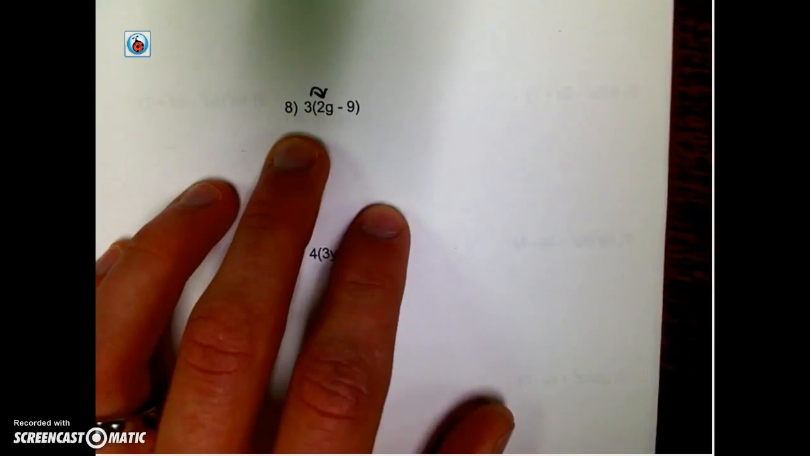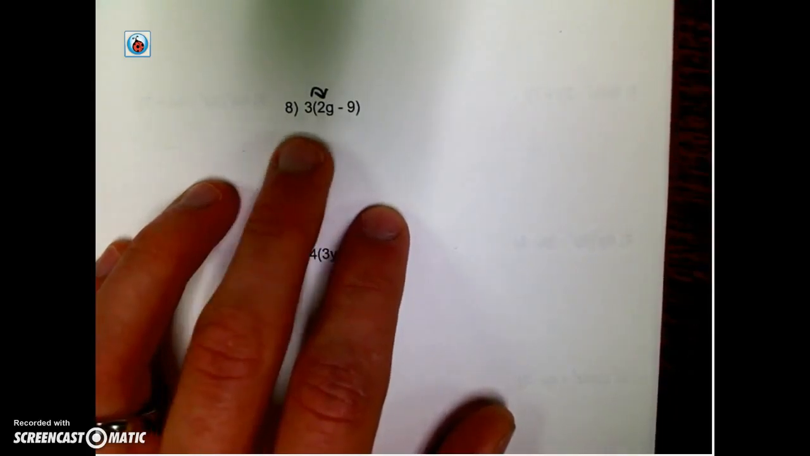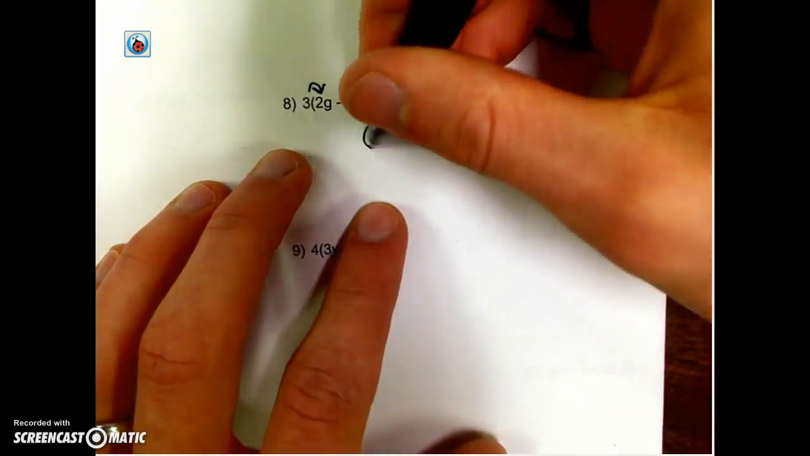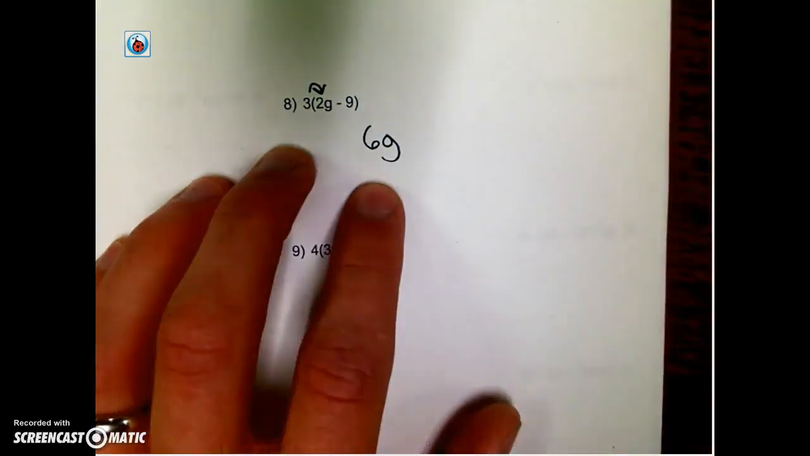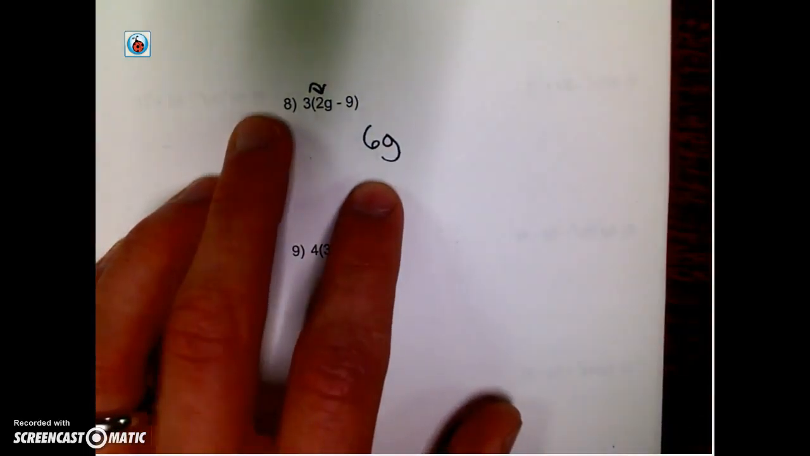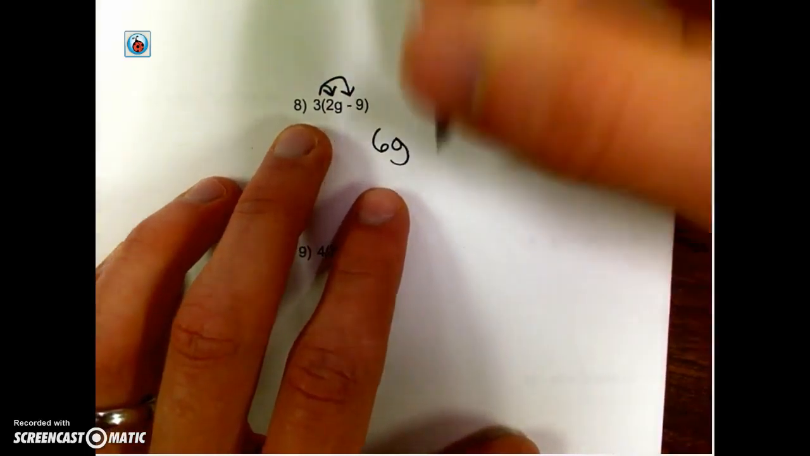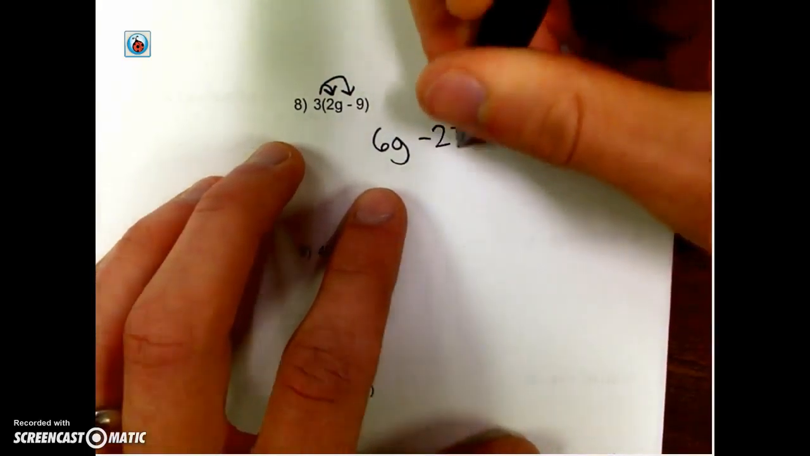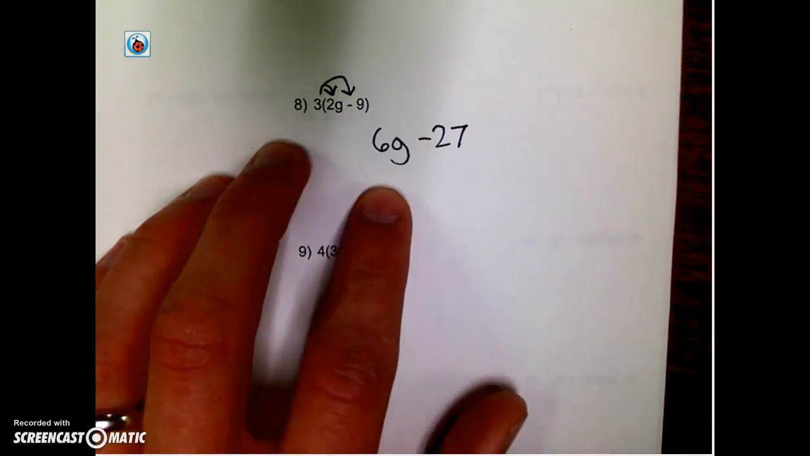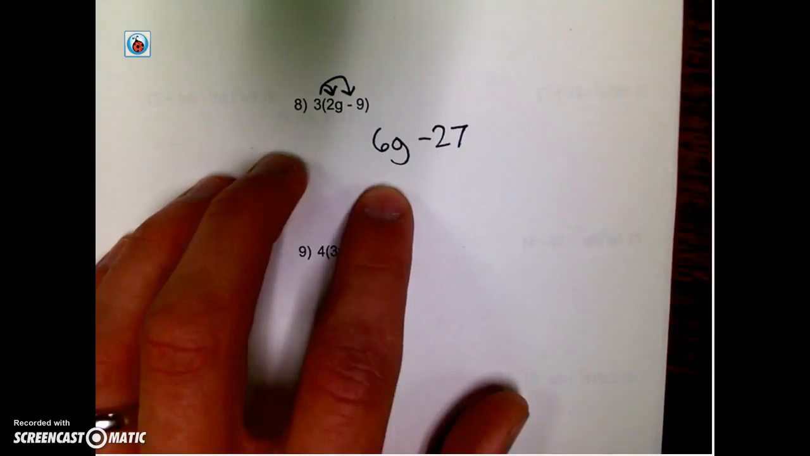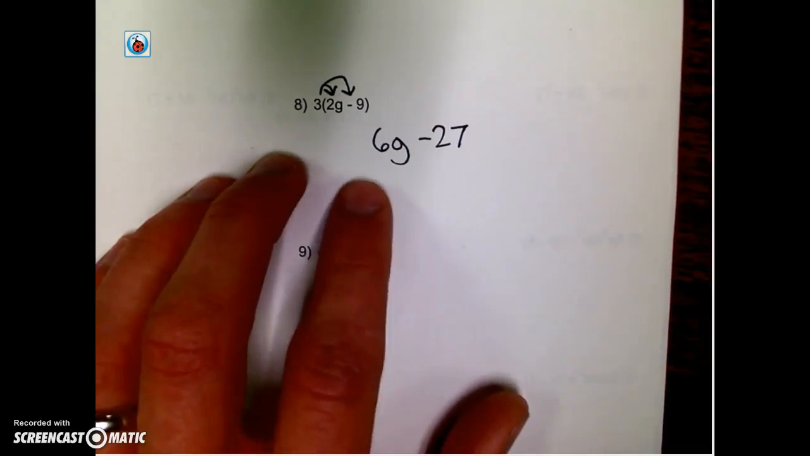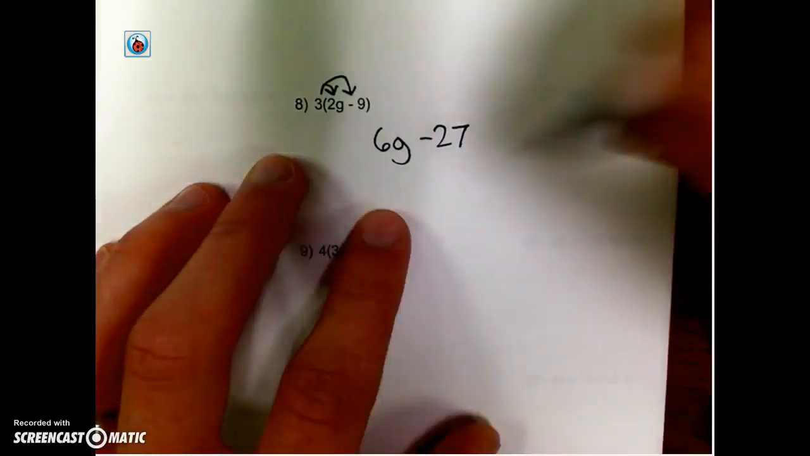A 3 multiplied by a 2g, well, we're just going to multiply our coefficients to get a 6g. And then we'll do a 3 times a negative 9. And we will get a negative 27. Alright, that's all this is. A nice simple page on the distributive properties. Just multiplying the numbers, right? Our variables aren't changing on this page.